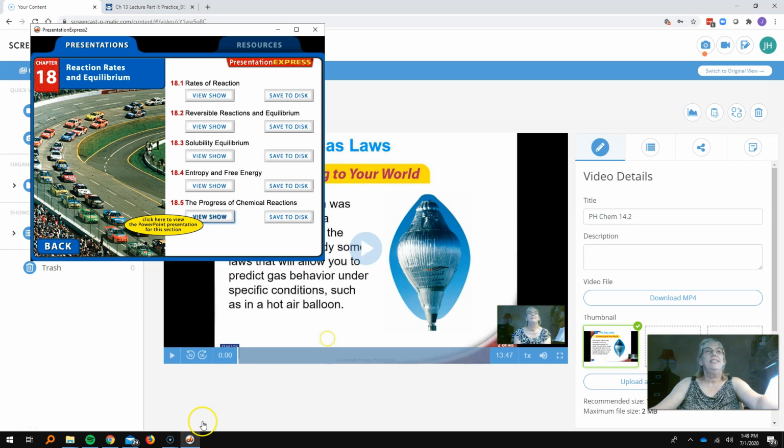Hi there, I'm trying to get to the slides for us. So we're going to talk about the progress of chemical reactions here. If I can get the slide to go. Let me see if I can get this started. I'm having a little fun with my computer today.